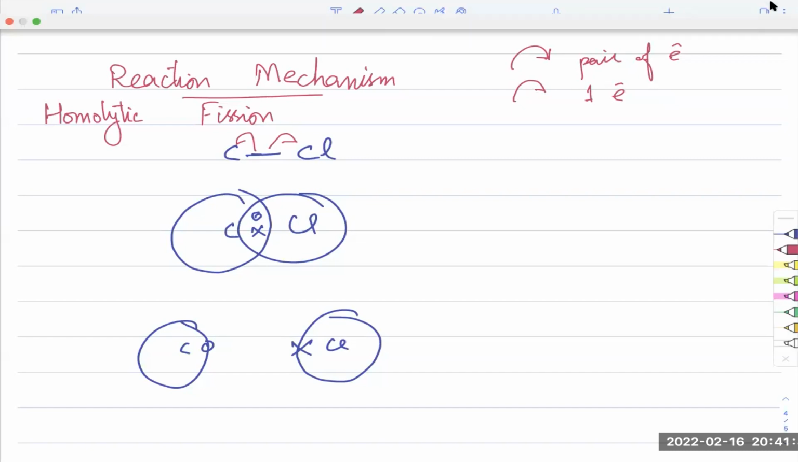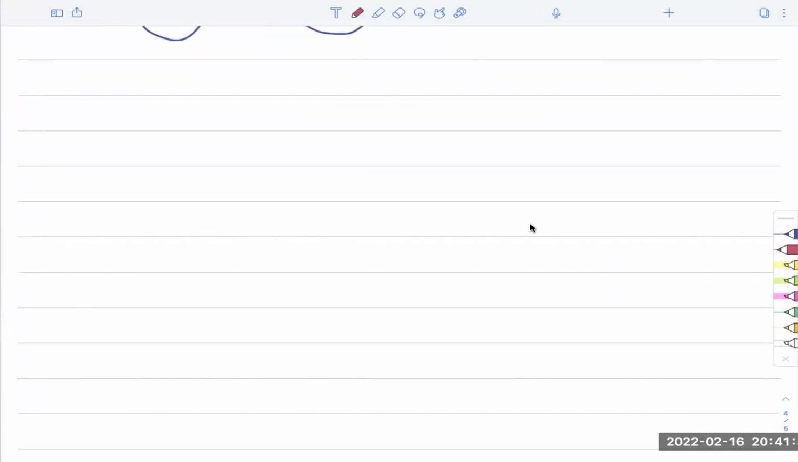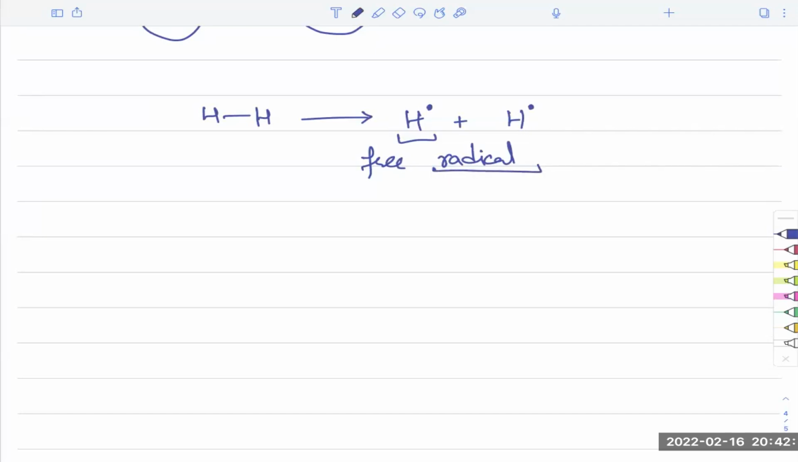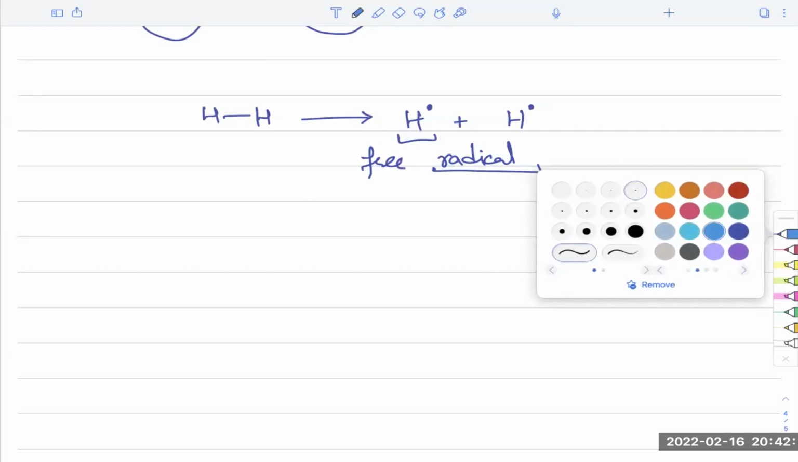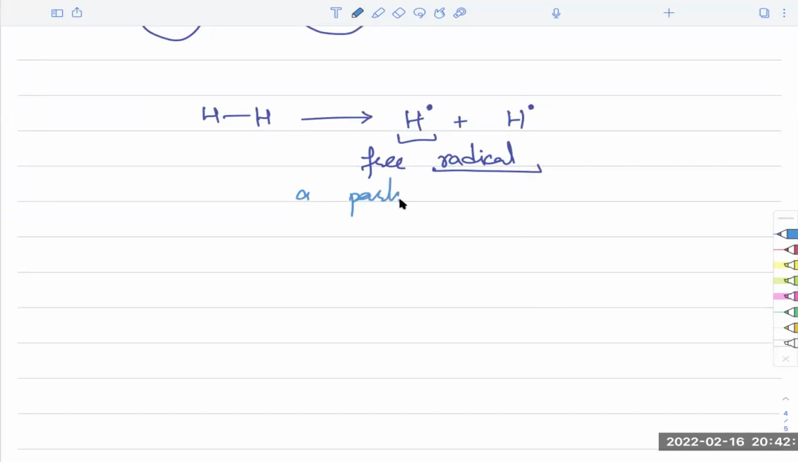So for example, let's say we have hydrogen gas and we do homolytic fission on it. What happens is that you get 2 hydrogen atoms, each with 1 electron. We can show them as H with a circle on, or this dot on it. And we call this a free radical. What's a free radical? What's a radical? A radical is a particle with an unpaired electron.